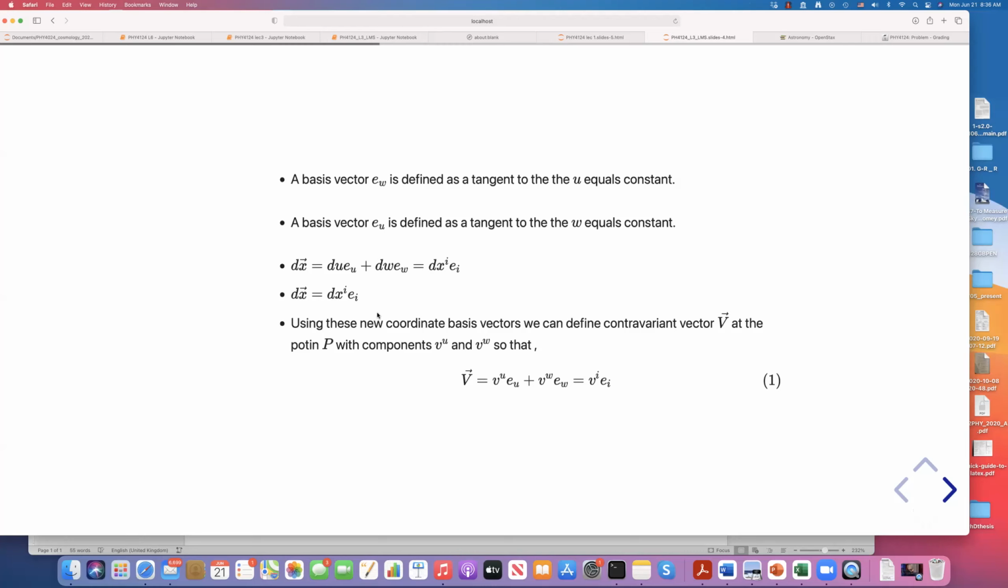Now, in a similar way, if you use these new coordinate basis vectors, you can define a contravariant vector v, a normal vector, at the point P with components Vu and Vw, right? In a similar way, you can write a contravariant vector in that way. This is a small displacement, but if you think about a different vector, you can write the same in this form. That is, if you have two components Vu and Vw in the two different directions, you can write V as Vu Eu plus Vw Ew, or you can write it directly as Vi Ei, right?